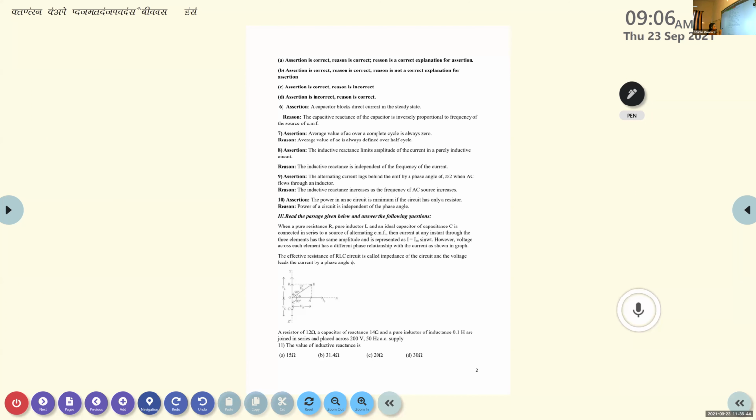The power in an AC circuit is minimum if the circuit has only a resistor. That is, the resistance offered by the inductor is equal to 0, and the resistance offered by the capacitor is equal to 0. Only the resistance offered by the resistor is present. Then what about the power in an AC circuit? Is it minimum or maximum?